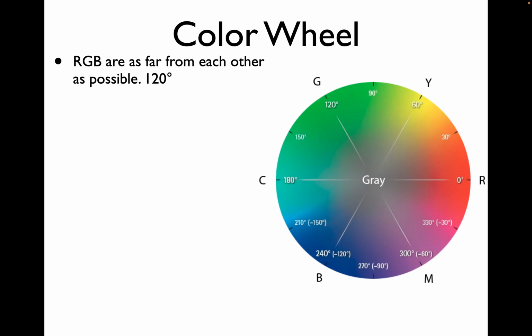You'll see blue right down here in parentheses. It's a negative 120. That's just indicating its direction. If we go back to red and then go to green, we get a positive 120 degrees. And then the distance between green and blue is also 120 degrees. So our primaries are as far apart from each other as they can possibly get.